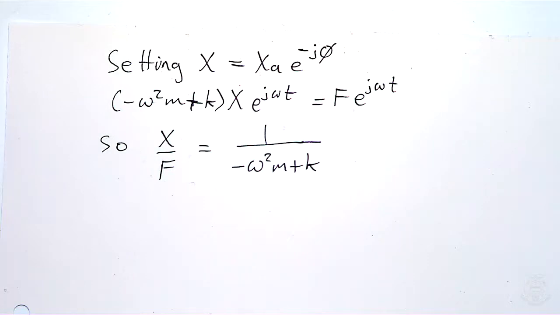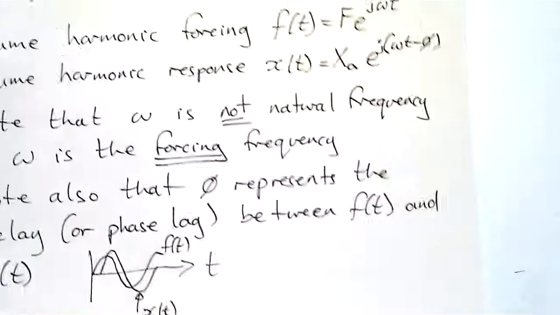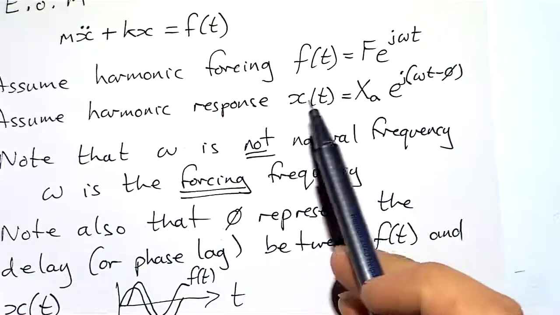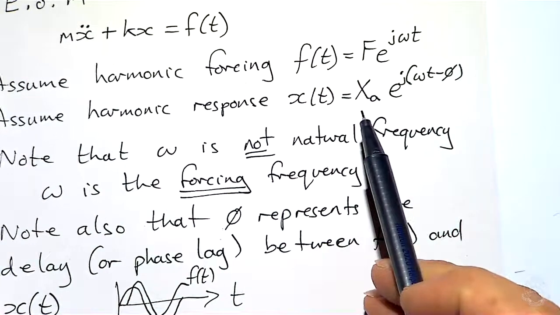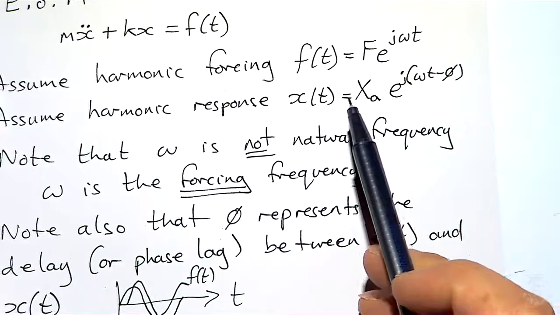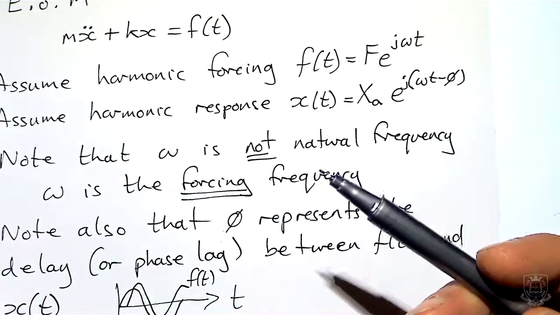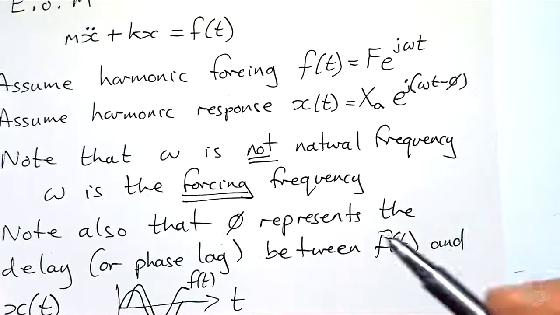Why did I? It's because just like in the undamped case, the assumed solution is this. Okay, so if I differentiate twice, I get a minus omega squared out the front times the original thing. So x double dot is equal to minus omega squared x. Is that okay?